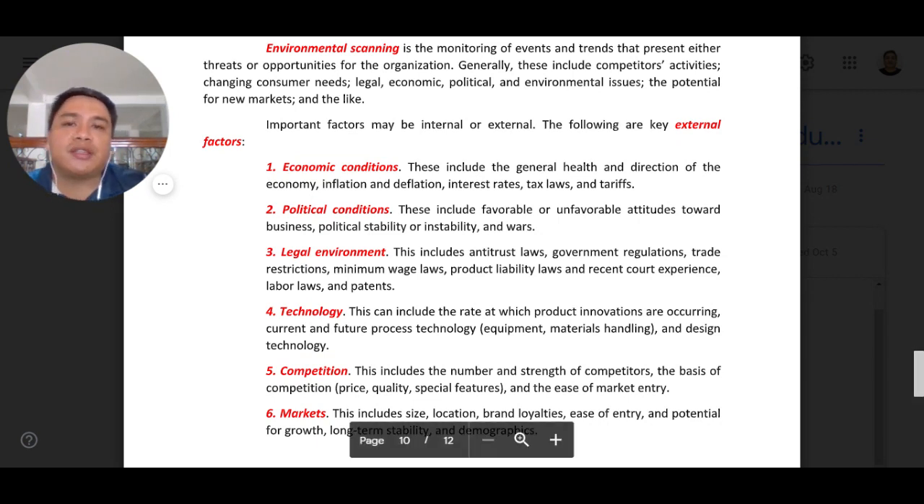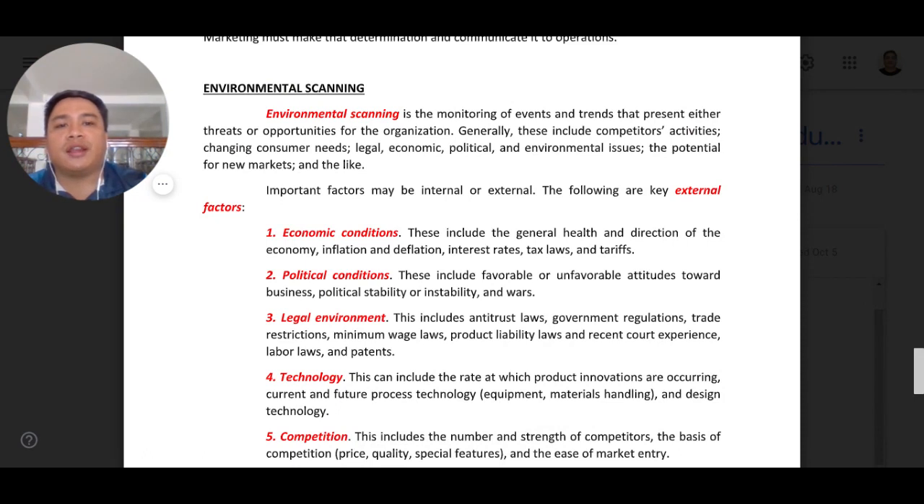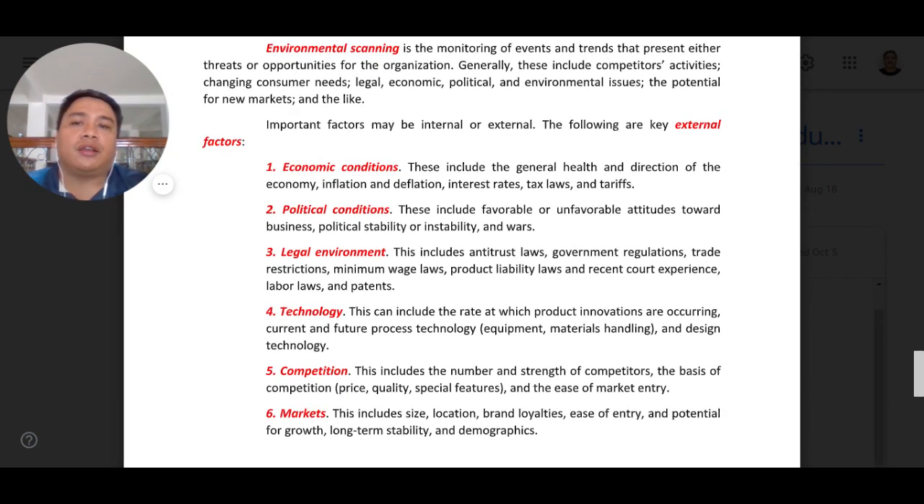So environmental scanning is monitoring of events and trends that present either threats or opportunities for the organization. Generally, these include competitors' activities, changing consumer needs, legal, economic, political, and environmental issues, the potential for new markets, and the like. So, what are the key external factors in external scanning or environmental scanning?